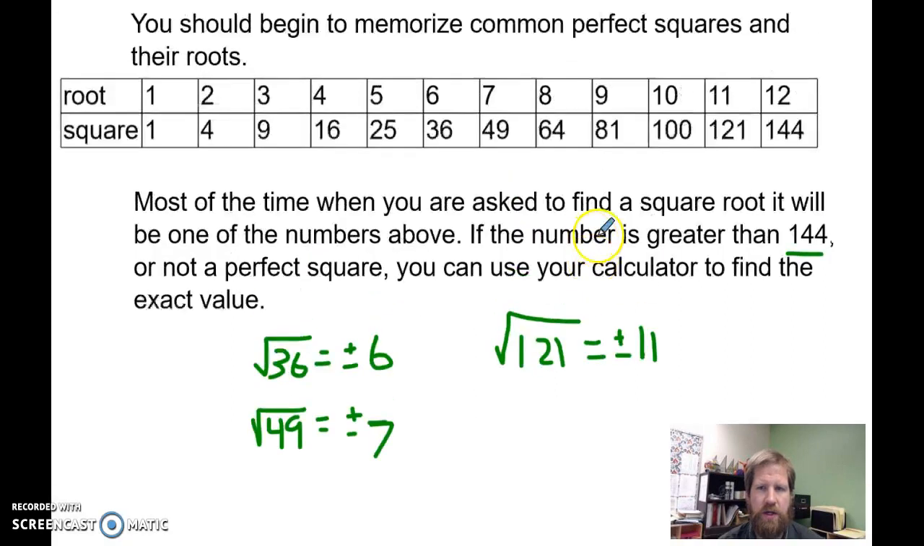Make sure you have this down and you start to memorize those. Otherwise, you're going to waste a lot of your time.